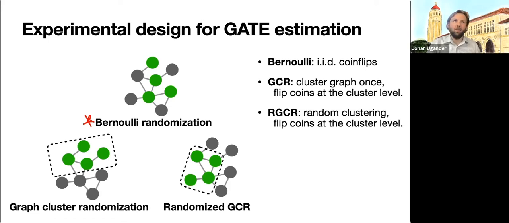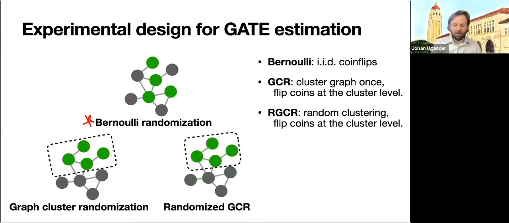Somebody asked about min-cut. You could do something like min-cut, but there are reasons why you don't specifically want to do that. That is an entire subsection of the RGCR paper. And then randomized GCR takes an approach where you do a random clustering and then you flip the coins at the cluster level.